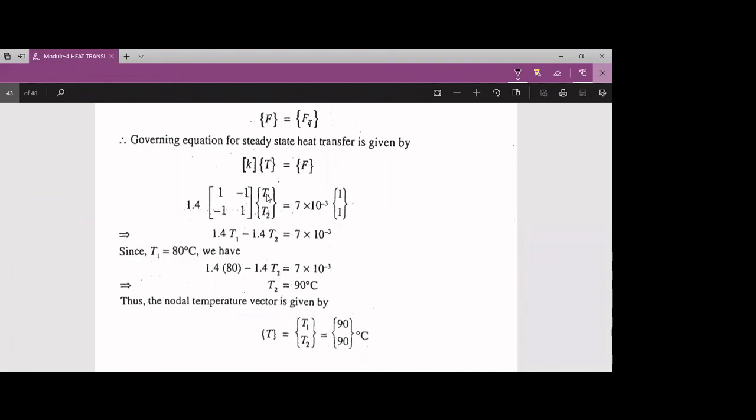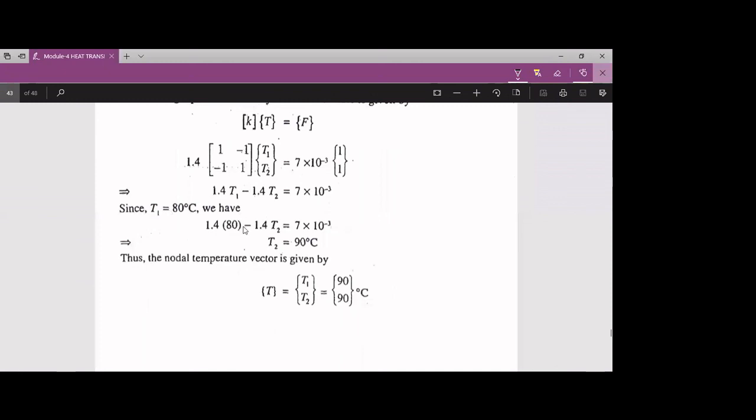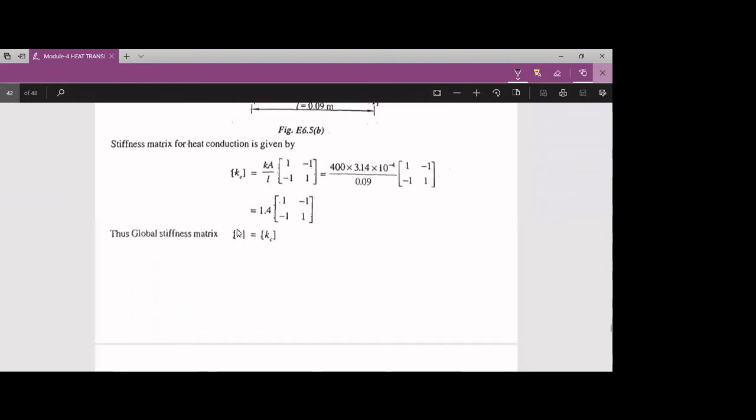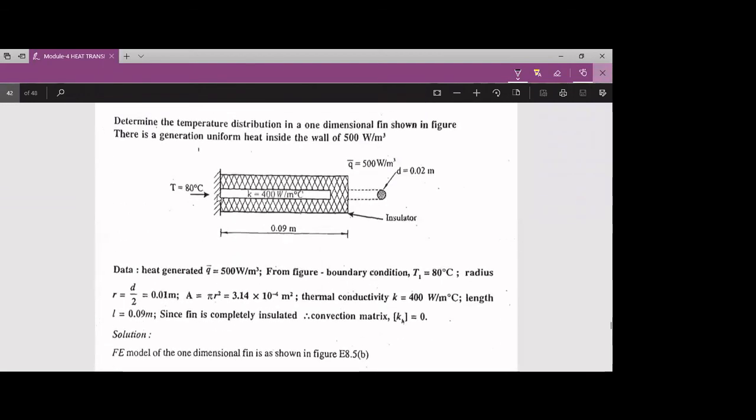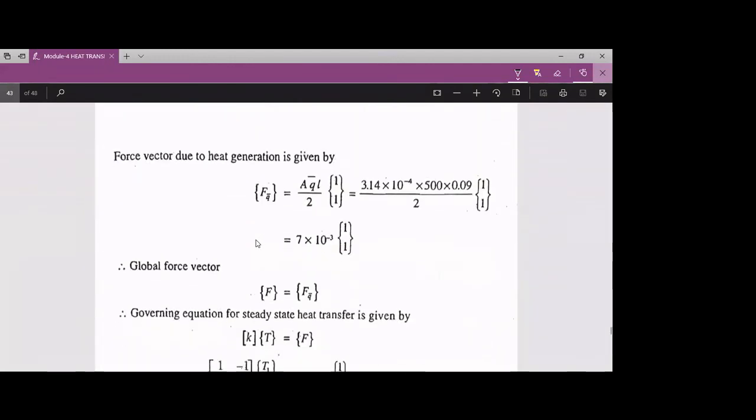So 1.4 into T2 minus 1.4 into T1 equals the force value. As you simplify and substitute the T1 value, you get a T2 value of 90 degrees. As we input 80 degrees here, because no heat transfer takes place from the entire surface of this fin, which is insulated, the 80 degrees centigrade input increases to 90 degrees. There is heat generation inside the fin, inside the material.